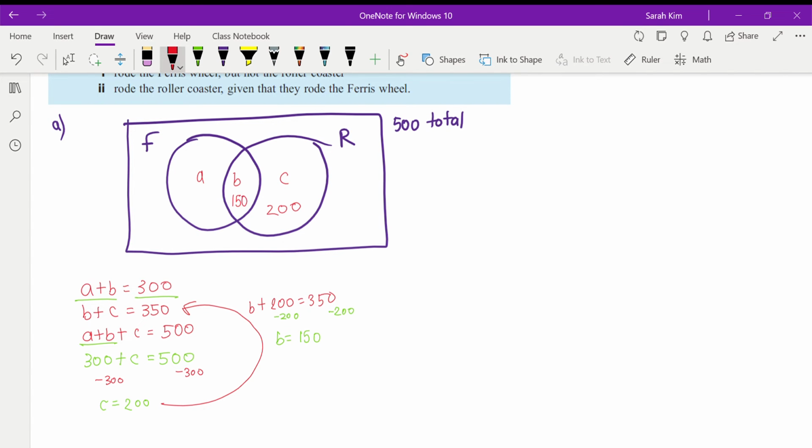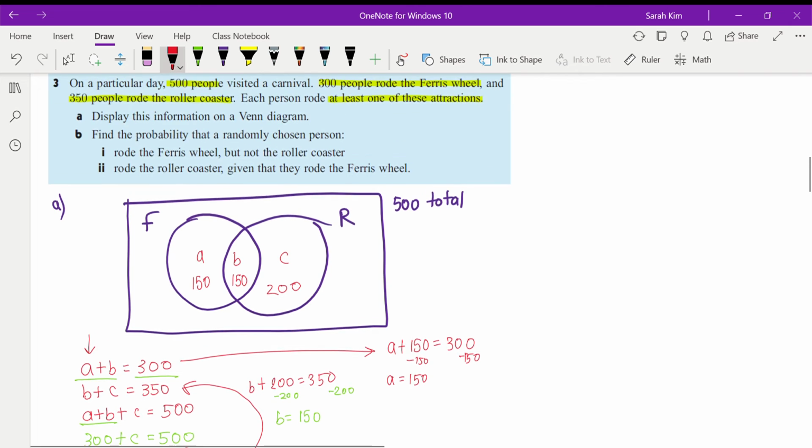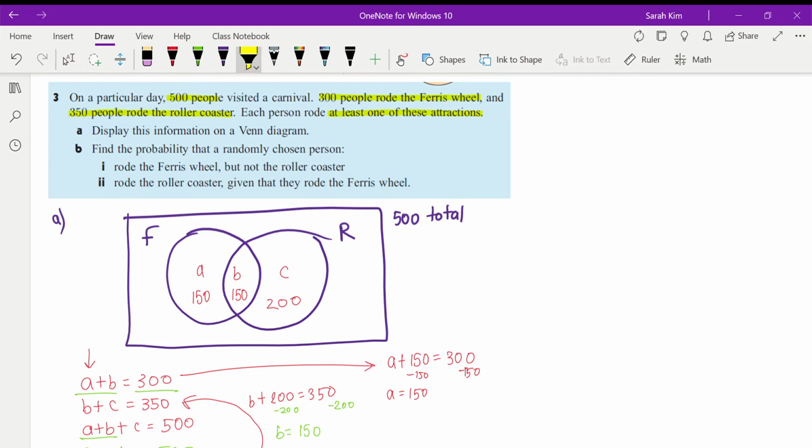Now I just got to find my A. So I sub it in the original, the first equation. So if I rewrite that over here, it would be A plus B, which we know, equals 300. So minus 150 from both sides. So A must be 150. Now once I got this, I'm just going to double check all my facts. So A plus B should be 300 people. Good. B plus C should be 350. Awesome. And then if I add A, B, and C, it should be 500. 300 plus 200, 500. Well done. So this one's all done.